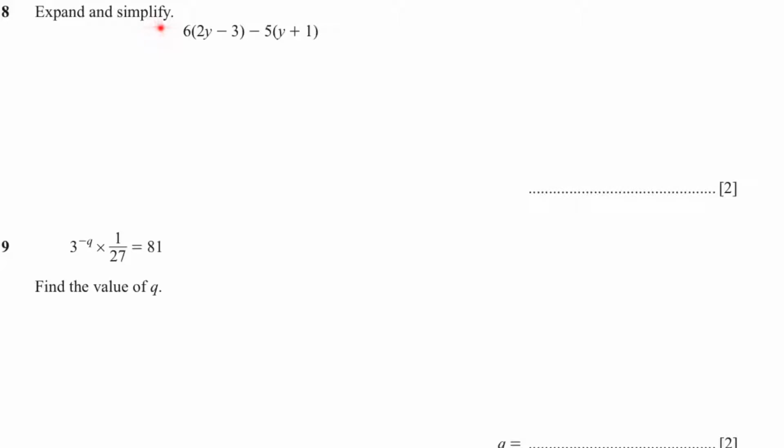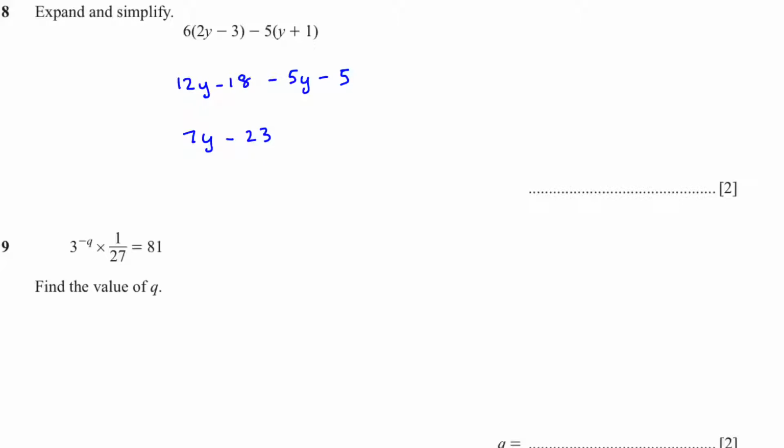Expand and simplify. So we have a 6 here. We'll do 6 multiplied by 2y. It will give us 12y. 6 multiplied by negative 3, negative 18. Negative 5 multiplied by y, negative 5y. And negative 5 multiplied by 1 will be negative 5. Add the like terms together. 12y minus 5y, 7y. Negative 18, negative 5 is negative 23.